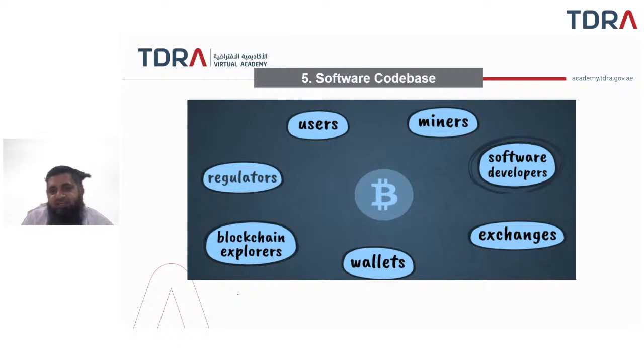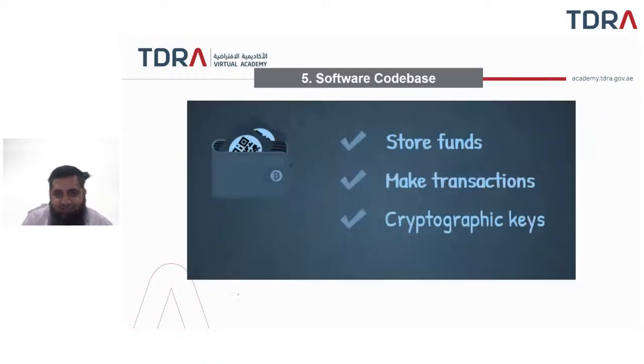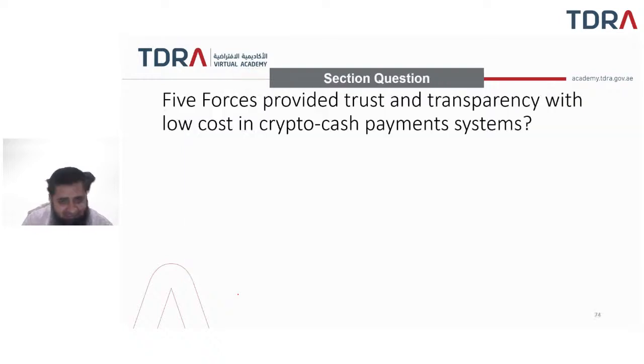Now the fifth one is the code base, meaning I want to modify the blockchain and make it according to my requirements. So GitHub is here and I have the source code of the blockchain, and I can modify it according to my requirement. So this is the fifth feature of the blockchain which makes it more reliable and acceptable.